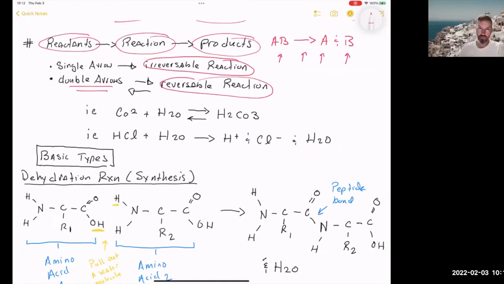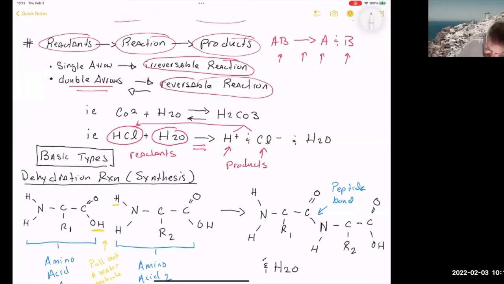So when hydrochloric acid, or hydrogen chloride, gets dissolved in water, these are the reactants, and that forms hydrogen ions and chloride ions. These are the products. And the arrow moves in one direction. So hydrogen ions and chloride ions will not recombine to form hydrogen chloride once they're dissolved in water, because it would take too much energy. It's not energetically favorable for that to occur.